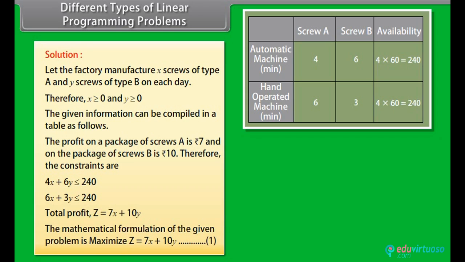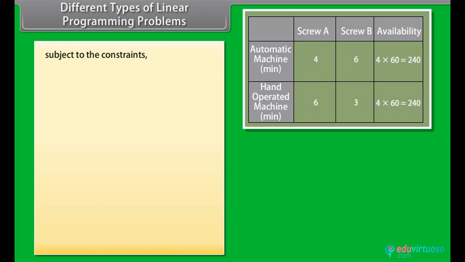The mathematical formulation of the given problem is maximize Z equals 7x plus 10y, mark it as equation 1, subject to the constraints 4x plus 6y is smaller than or equal to 240, mark it as equation 2, 6x plus 3y is smaller than or equal to 240, mark it as equation 3, x, y is greater than or equal to 0.